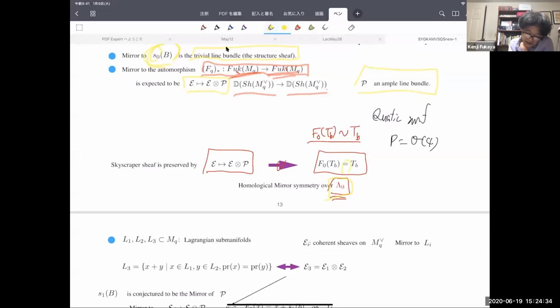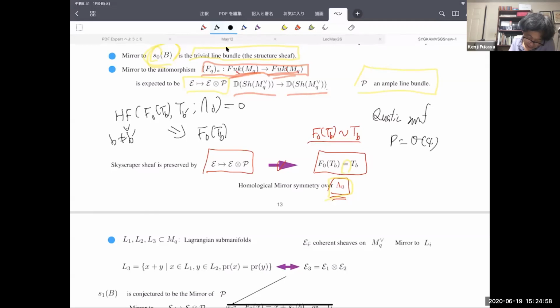So the idea is the following. You consider Floer homology of F0 TB and TB prime over Novikov ring, for B not equal to B prime. And if this is 0 for all B prime, then this implies F0 TB is equal to TB. Why? So you have this TB, right?